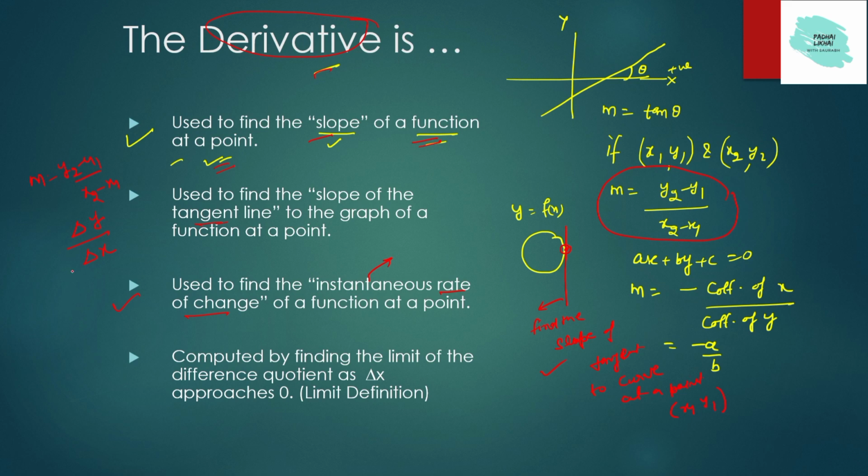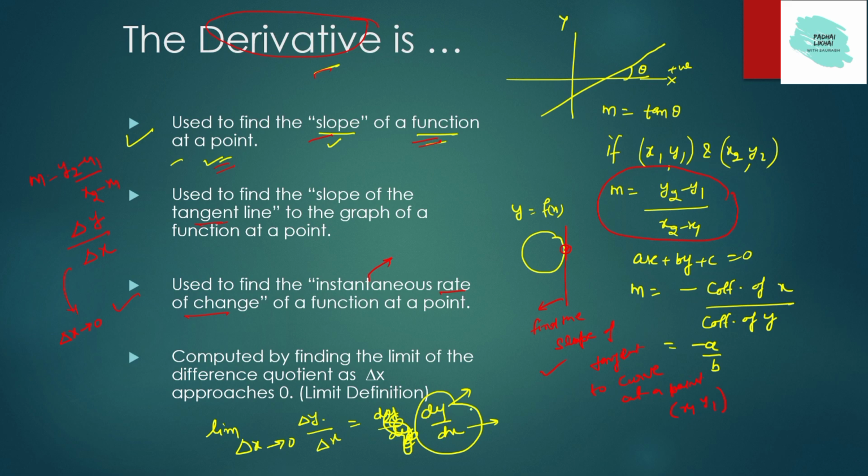Now, if delta x tends to 0, then the limit as delta x tends to 0 of delta y upon delta x becomes the derivative of y, that is dy upon dx. The derivative of y with respect to x. How do we read it? We read it as the derivative of y with respect to x.